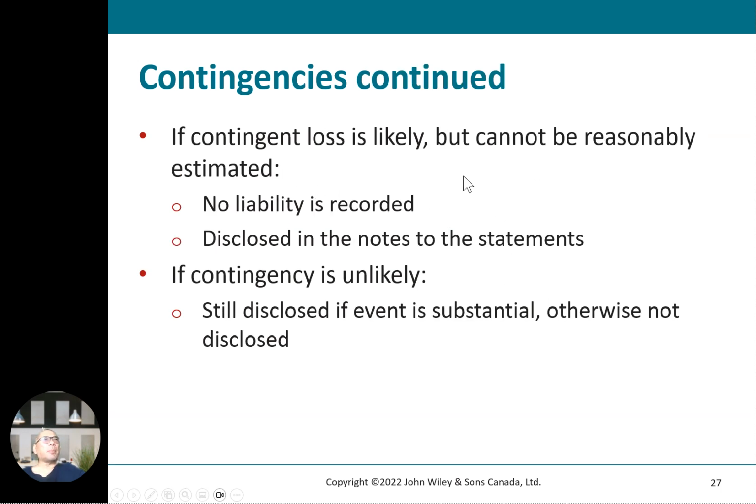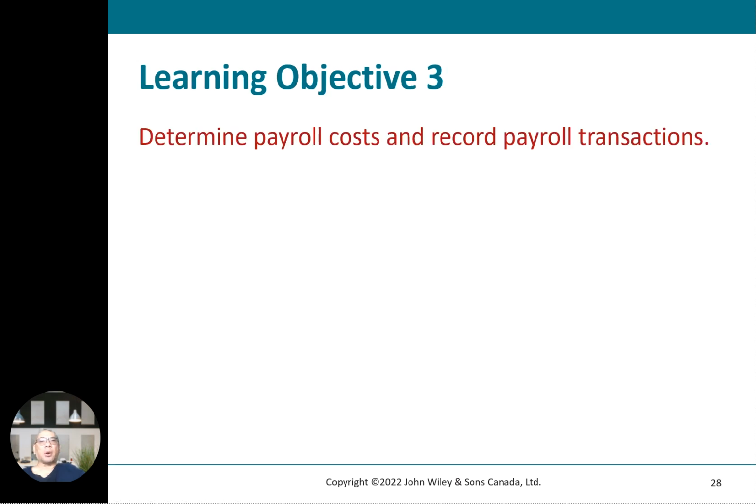If a loss is likely but cannot be reasonably estimated, it is not recorded but disclosed in the statement. If the event is unlikely, still disclose it if the event is substantial, otherwise it is not disclosed.